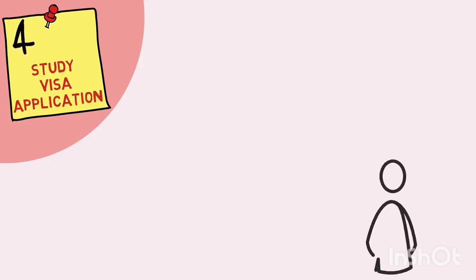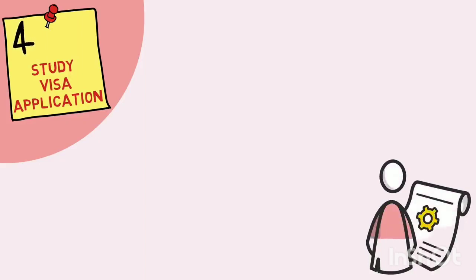Okay, now coming to the last point, the fourth point: study visa application. So of course you need to apply for the study visa or the study permit to come to Canada. You've got the acceptance letter, but that acceptance letter was for the sake of getting the study visa, and you can apply online or through your VFS office in your city.